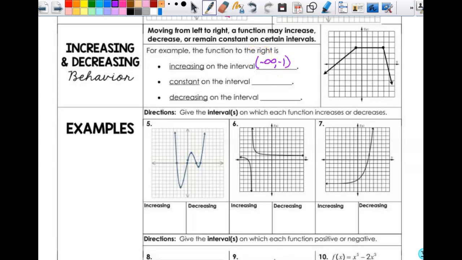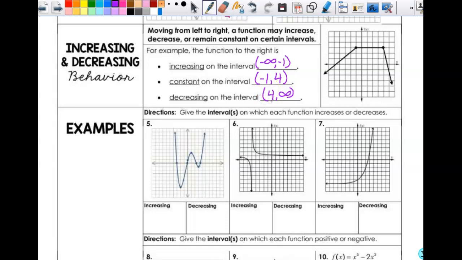Right? At -1, it's not increasing or decreasing. Constant, the constant interval, here's where it stays constant. The y value stays constant, but I write the x interval. I go from -1 to 1, 2, 3, 4. -1 to 4. And then decreasing, go from 4 to infinity.